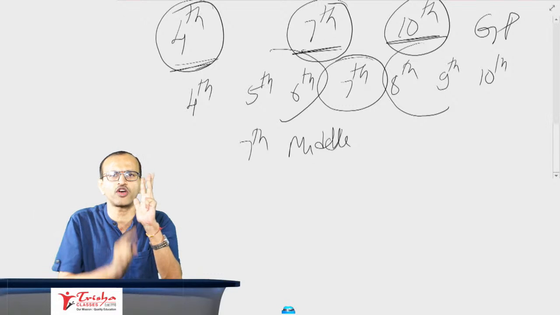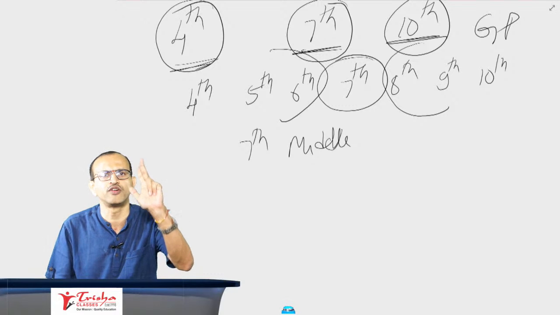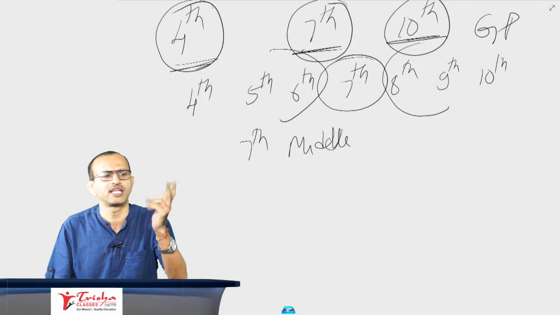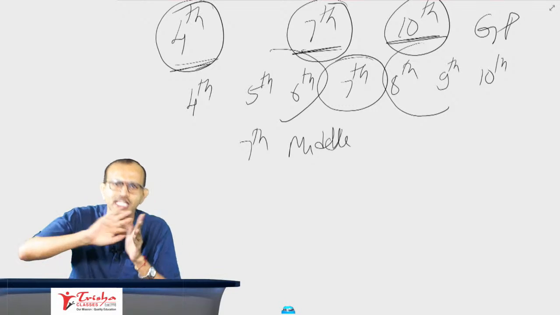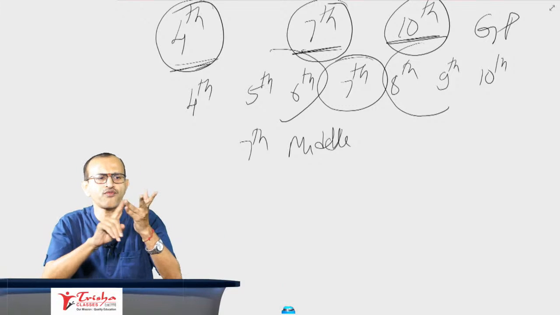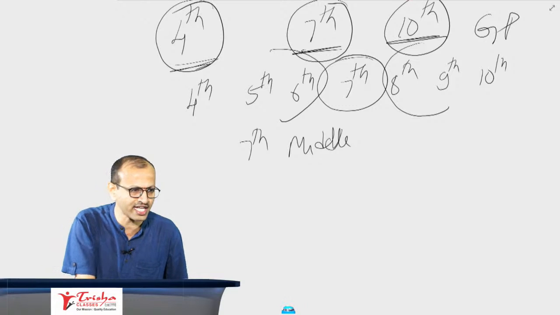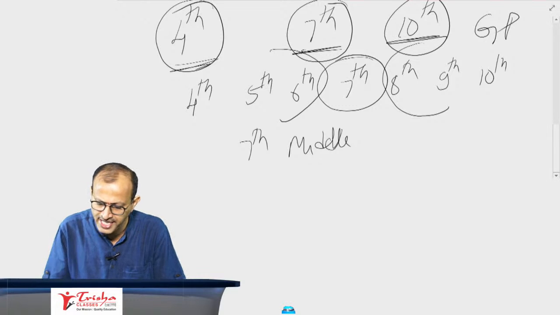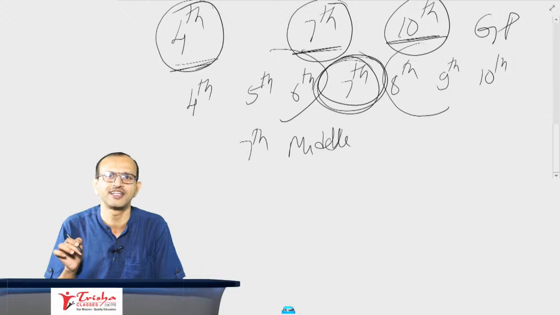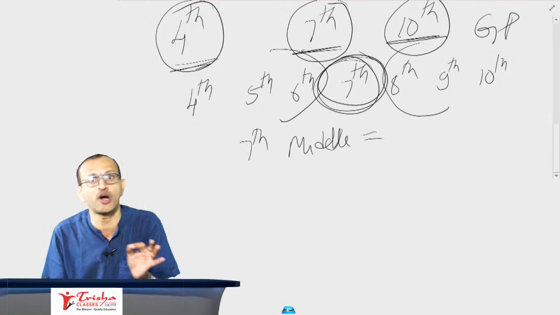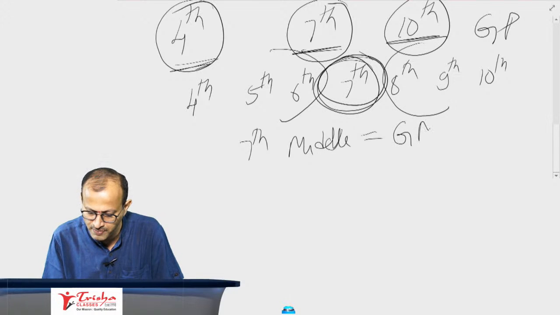Hold your hand fingers. 4, 5, 6, 7, 8, 9, 10. So total 7 terms are there. 3 separate, 3 separate. 4, 5, 6 separate. So the 7th term is the middle term. As I have written on the screen, 4, 5, 6, 8, 9, 10. The middle number is the 7th. You know, the middle number is the mean. Therefore, in geometric progression, it is the geometric mean.